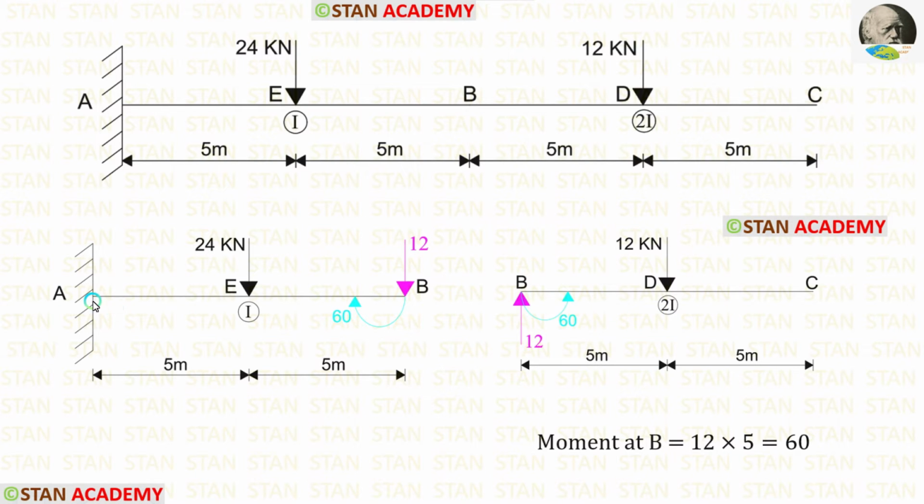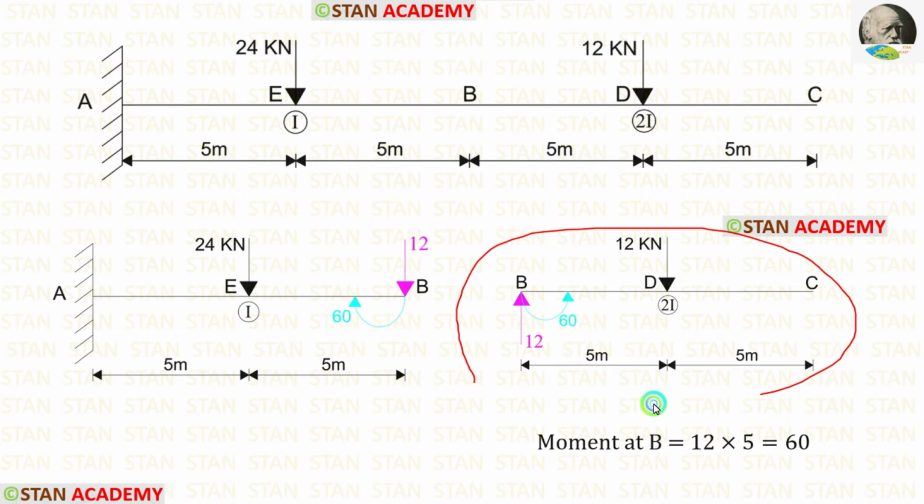Now let us consider AB. On the right side, in the point B, the moment is acting in the anti-clockwise direction. So, in the left side, it should be acting in the clockwise direction. On the right side, the reaction is acting upwards. So, in the left side, it should be acting downwards.